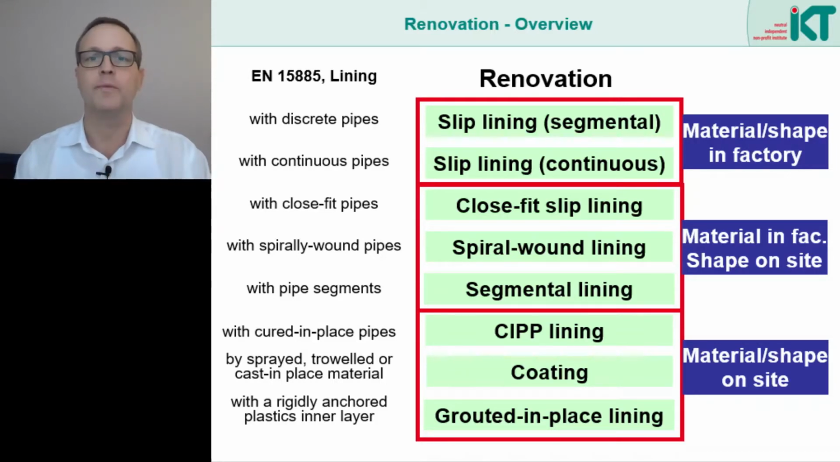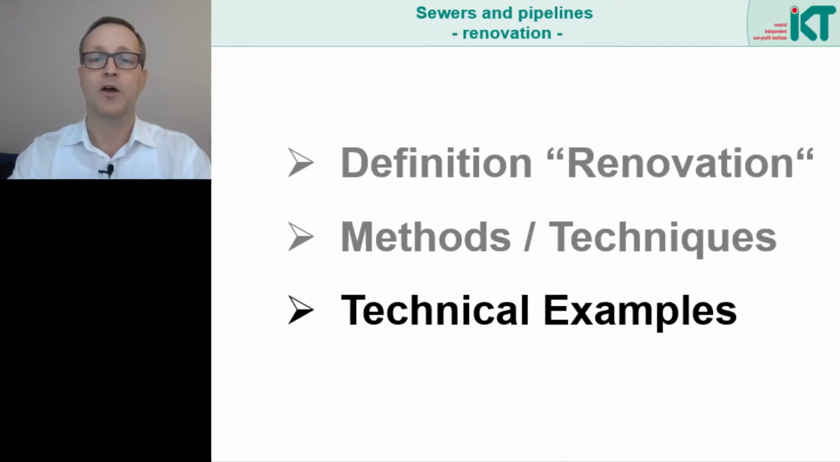In the second group, the pipe material is already produced in the factory, but the geometry, so the shape of the pipe, is first created on the construction site. In the third group, both the pipe material and the pipe shape are only created on the construction site. This can be a coating or a pipe liner that is cured only after it has been inserted into the old pipe. So there are big differences between the processes. And now we take a look at the technical examples in detail.